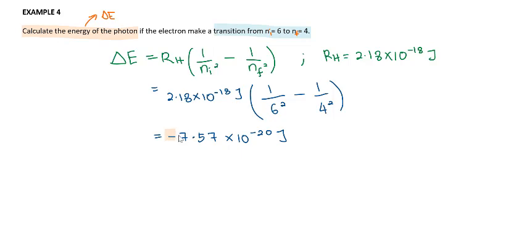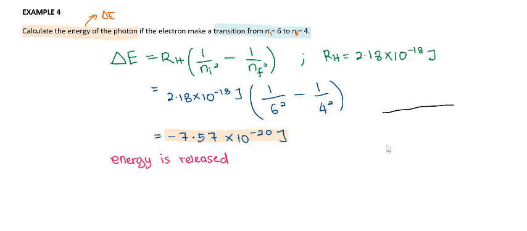Okay, so kalau tengok dekat sini, your answer is in negative sign. So agak-agak kenapa dia dalam negative sign? Ini adalah kerana when the electrons make a transition from a higher energy level to a lower energy level, energy is released. So sebab tu kita dapat negative sign. So kalau the electron make a transition from a lower energy level to a higher energy level, you akan dapat positive sign lah.